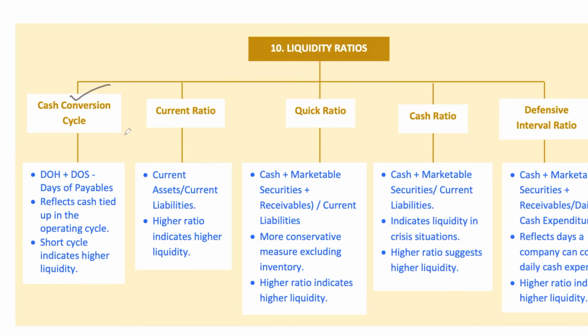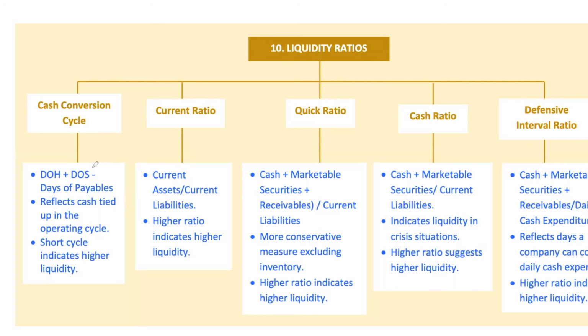So let's start with the cash conversion cycle, CCC, sometimes called the net operating cycle. Now, the CCC tells us how long a company's cash is tied up in its operating cycle. Here's the formula. A shorter cash conversion cycle means the company has a higher level of liquidity. Essentially, they're converting assets to cash quickly, which is exactly what we want to see. If a company is good at managing its inventory, collecting receivables fast, and stretching out payables, it will have a short cycle and a strong liquidity position.